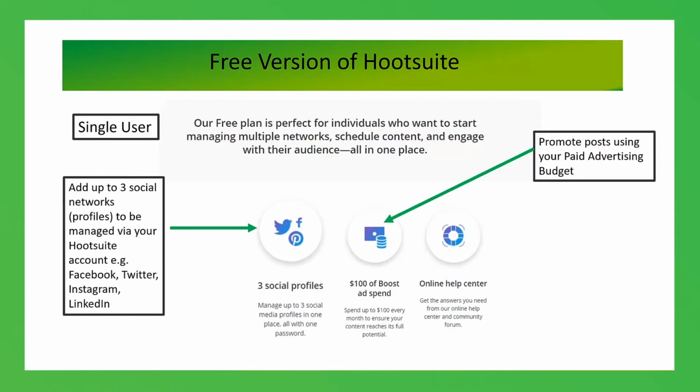You can promote posts using your paid advertising budget, but only $100 a month. And if you're interested in advertising, we did a webinar last month that talked about Facebook advertising. So I wouldn't worry about using the Hootsuite advertising unless you're actually using Facebook or Twitter advertising. And you have an online help centre that you can access through the Hootsuite free version.